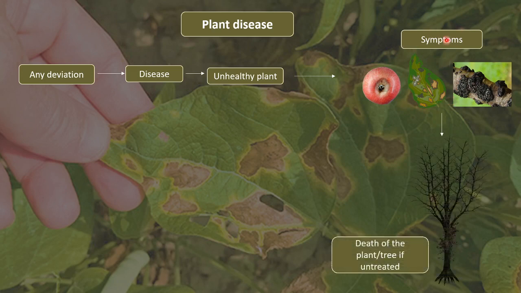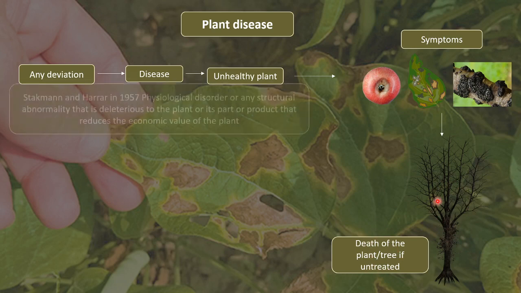Now if these symptoms appear and still no steps are taken, or if these things remain untreated, then this will lead to the death of the plant, which means that all of its physiological functions have stopped working, right? So this is about a diseased plant.